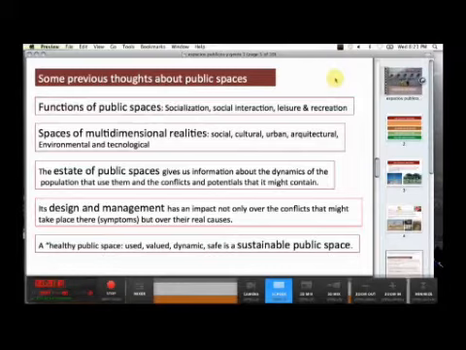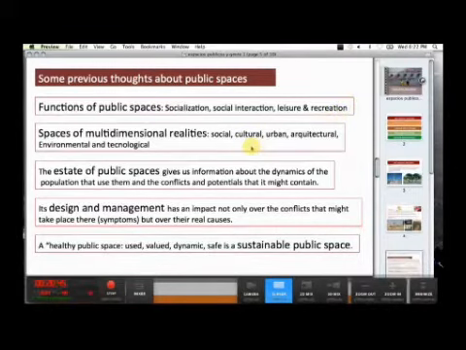Public spaces are also spaces of multidimensional realities. They have a social dimension, cultural, urban, architectural, environmental, technological, and I didn't add something which is two more, which is that it is also a political reality. It has this political dimension, and with it, of course, the policy dimension.